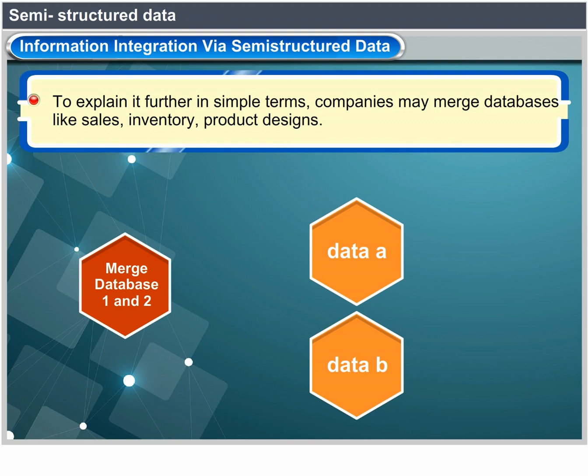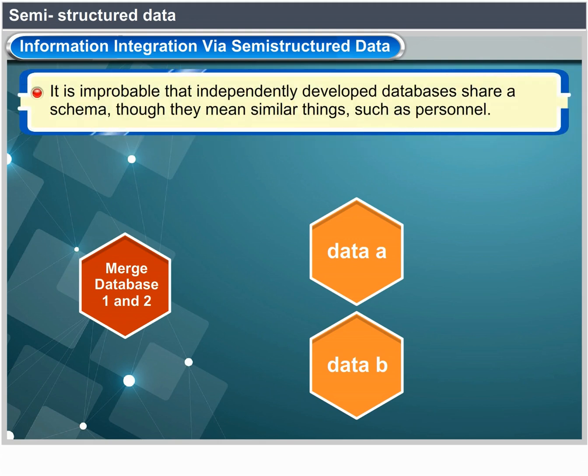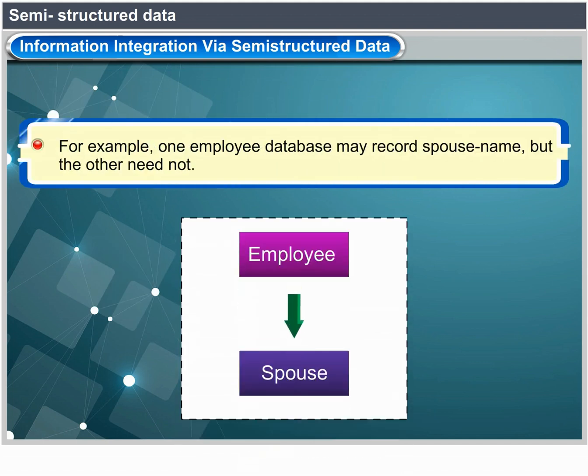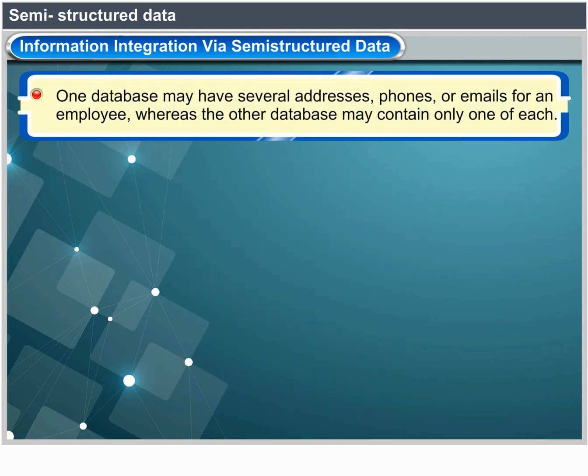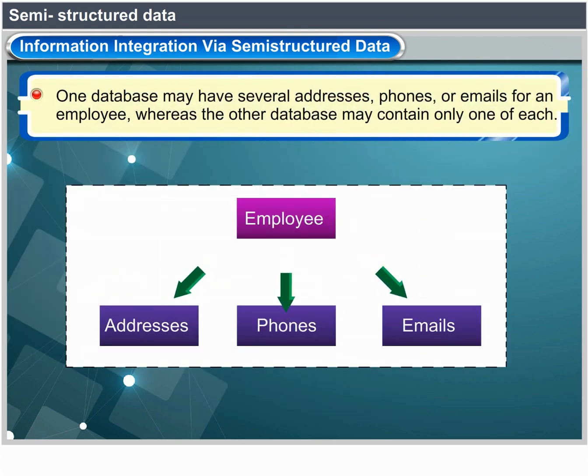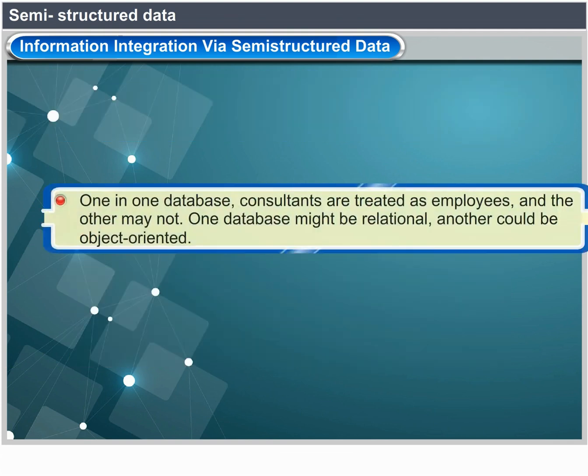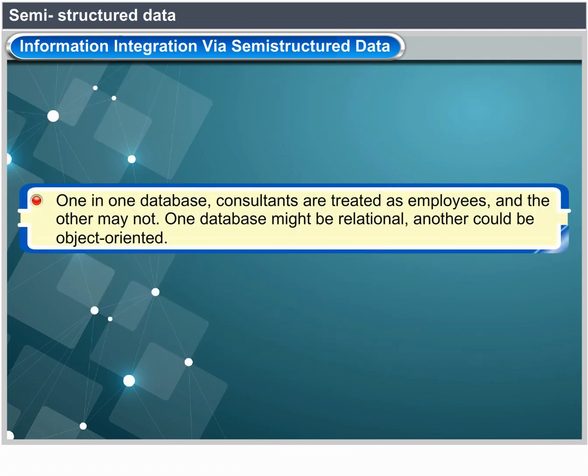Independently developed databases are unlikely to share a schema, even if they talk about the same things such as personnel. For instance, one employee database may record spouse name, another not. One may have a way to represent several addresses, phones or emails for an employee. Another database may allow only one of each. One may treat consultants as employees, another not. One database might be relational, another object oriented.